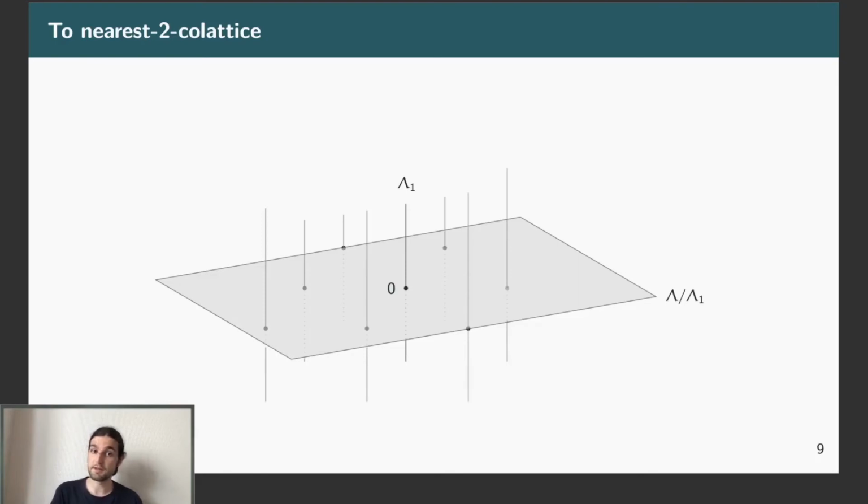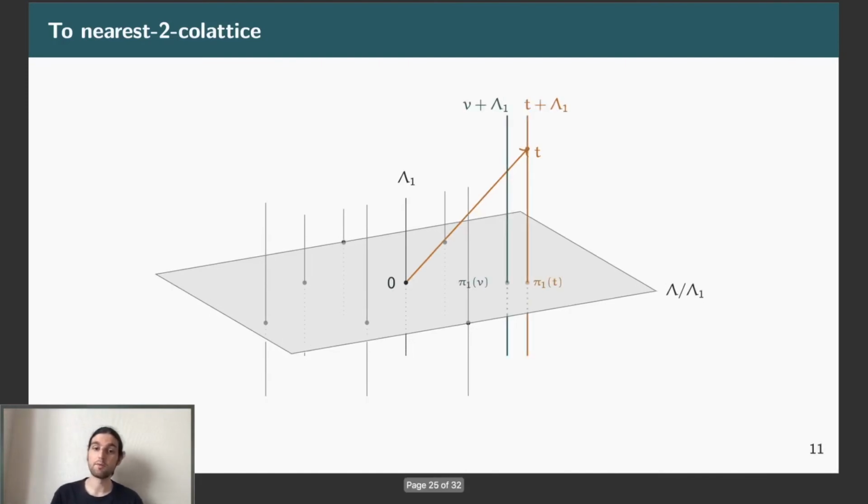But this time, since lambda 1 is of dimension 1, lambda over lambda 1 is of dimension 2. And I will do exactly the same. So I take a target vector t, and what I do is now to find the coset of lambda 1 in the space lambda over lambda 1, which is the closest to t. And here it's also in green.